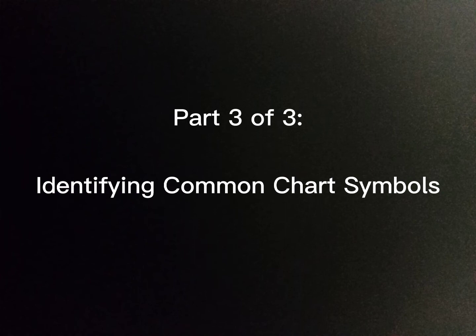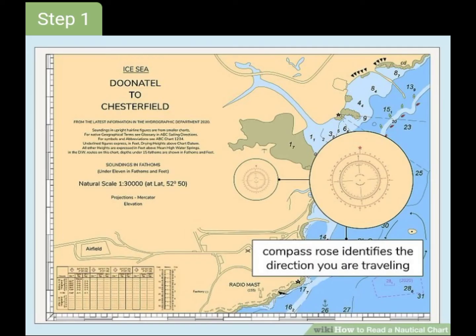Part 3 of 3. Identifying common chart symbols. Step 1. Use the compass rose to identify the direction you are traveling. The compass rose is a series of 3 circles surrounded by numbers. The outer circle is to help you find true north, represented by a star or 0. The inner circle points to the magnetic North Pole at the time of the chart's printing.